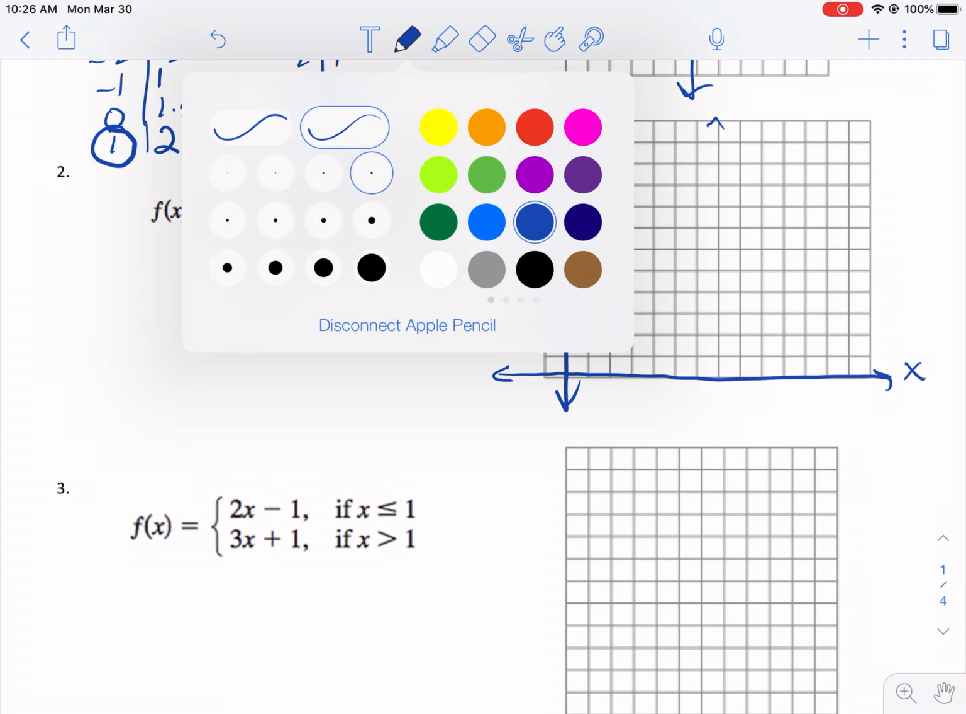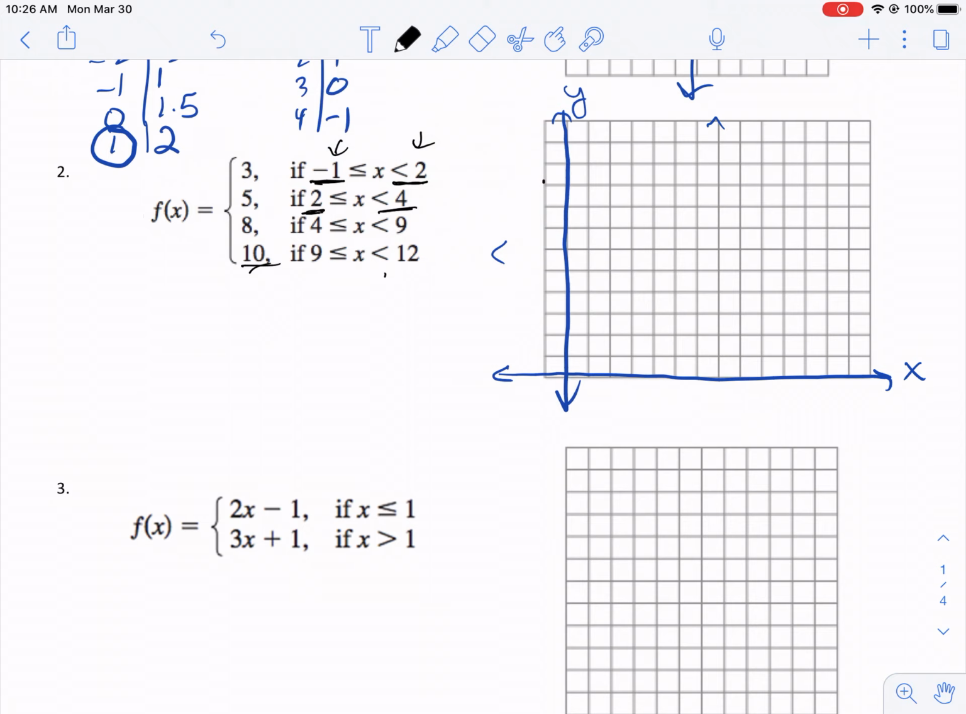Alright, starting over. I'm going to plot the point negative 1, 3 and 2, 3. Negative 1, 3 gets a solid circle. 2, 3 gets an open circle. Connect the dots. Plot the point 2, 5 and 4, 5. 2, 5 gets a solid circle. 4, 5 gets an open circle. Connect the dots. Then I'm going to plot the point 4, 8 and 9, 8.